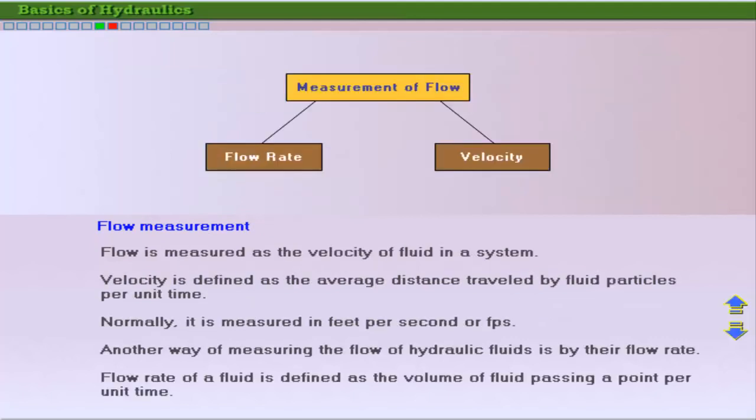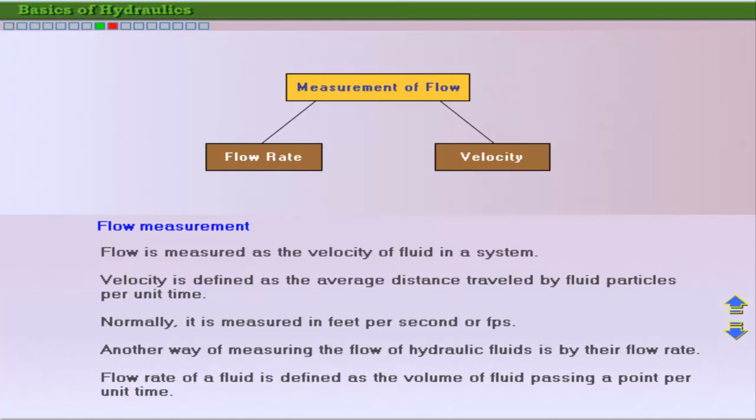Flow may be measured as the velocity of the hydraulic fluid through the conveyors in a system. Velocity is defined as the average distance traveled by the fluid particles per unit time. It is normally measured in feet per second, or FPS, through conveyors.